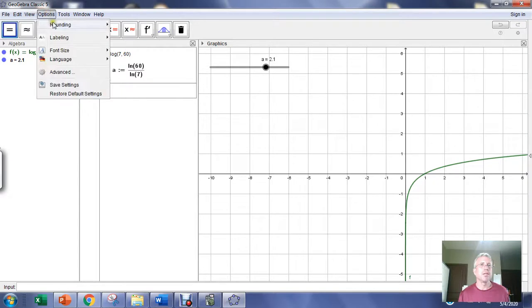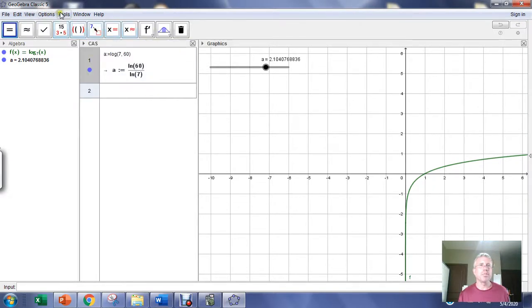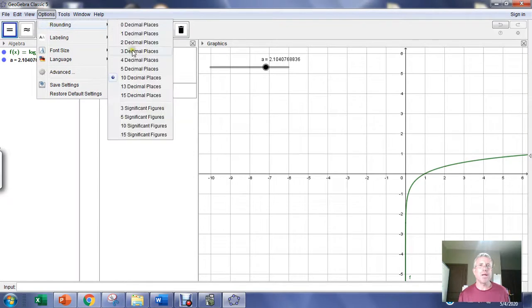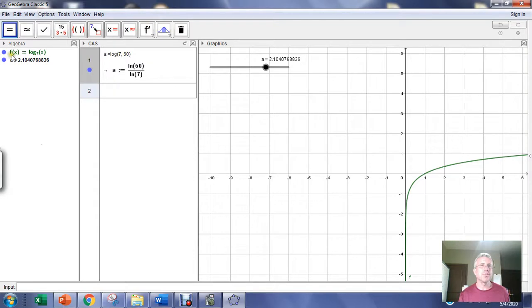And again, like we were talking about the other day, you can get a better approximation by going into options, rounding, and increasing the number of decimal places. So here's the approximation being displayed here, but you can see it actually applied the change of base formula by using natural logarithms.